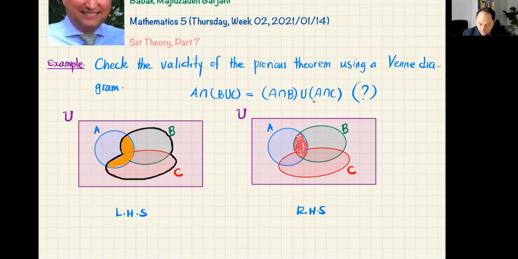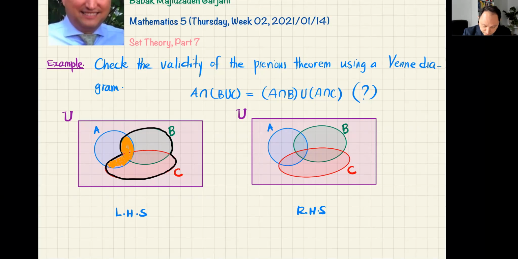And then where is A intersection with C? Here is A intersection with C. Yes? But then you see that if I union them, it becomes exactly this orange part. So this means that hopefully you are convinced that these are exactly the same thing. But I don't know how to draw it carefully here.